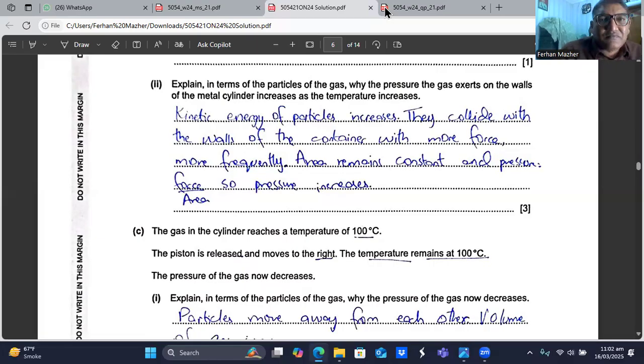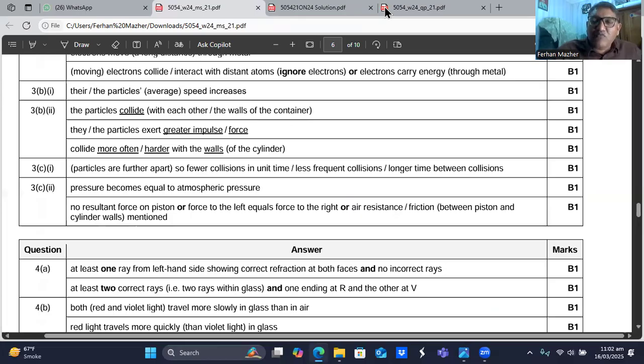That's why now here you can write that the collision frequency of the gas particles with the walls of the container increases. The gas particles hit harder. They exert more force when they collide with the walls of the container. So that's why the pressure of the gas will increase, because now more force per unit area is being exerted.